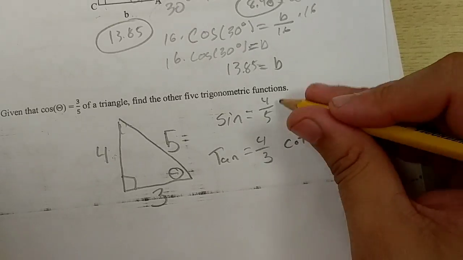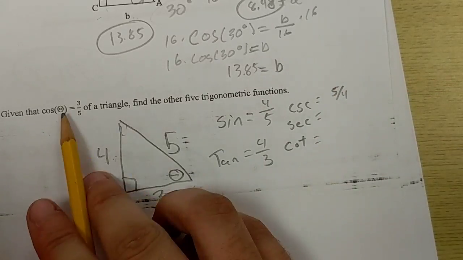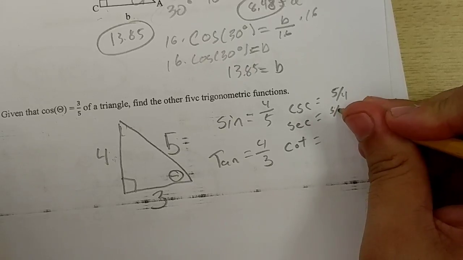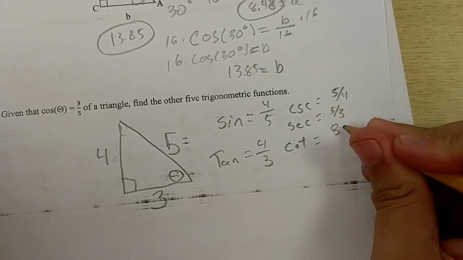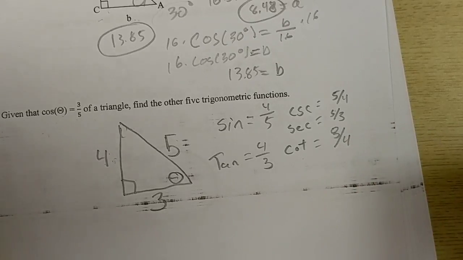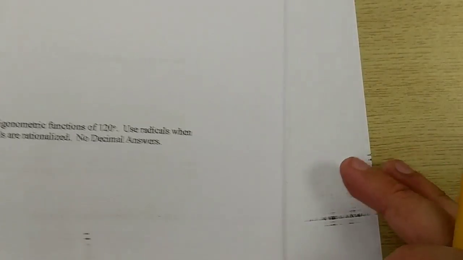So cosecant is just the flip of sine, which is 5 over 4. Secant is going to be the flip of cosine, which is 5 over 3. And cotangent is going to be the flip of tangent, which is 3 over 4. Okay, circle that. We're done. Go to the next one.